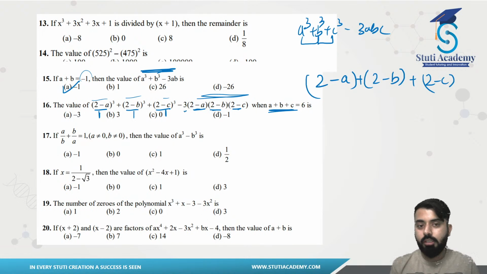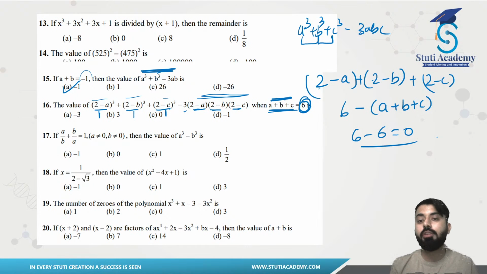If I do 2 plus 2 plus 2, that will be 6. And if I take minus common, I will have a plus b plus c. And you know a plus b plus c is 6. So 6 minus 6 is 0. You see that the sum of all these three adds up to 0.